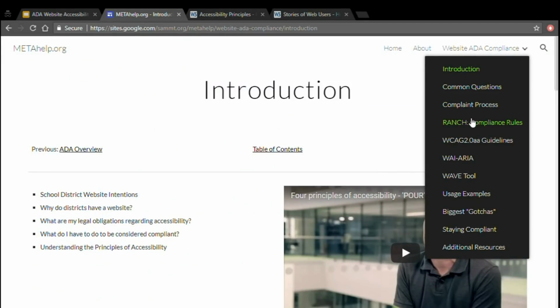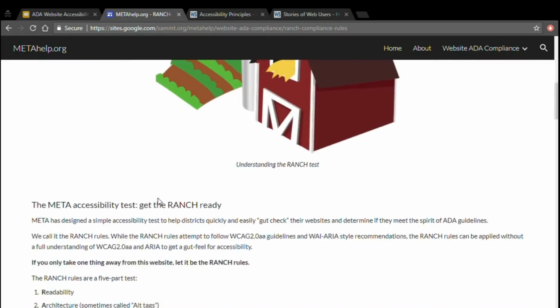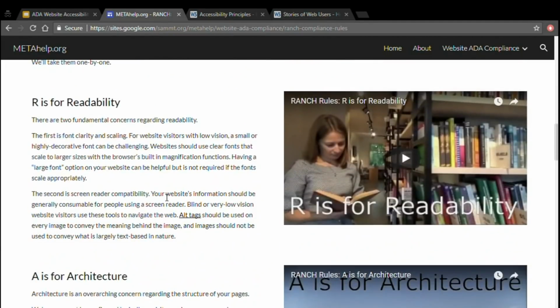RANCH is an acronym, with each letter representing a call to action regarding accessibility. R is for readability. Is your website readable regardless of disability? Do you use alt tags appropriately? Is your content all screen reader compatible? And other concerns.